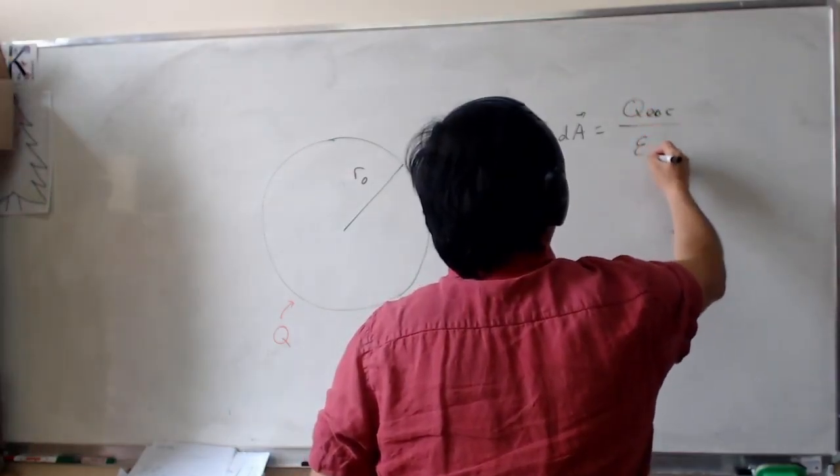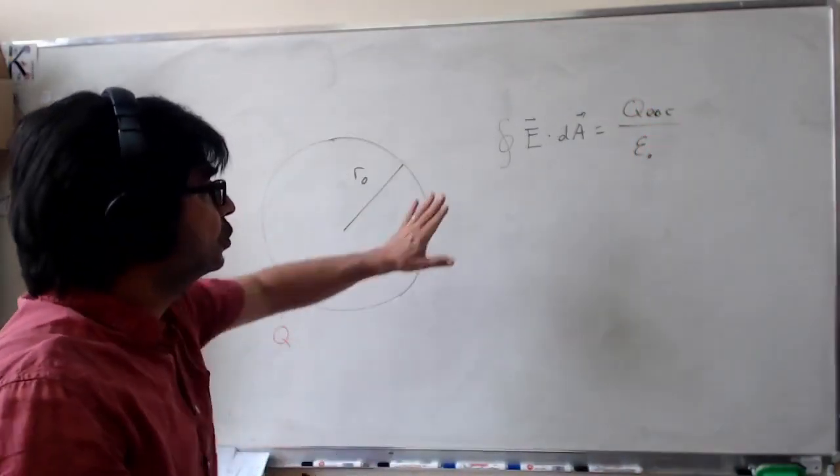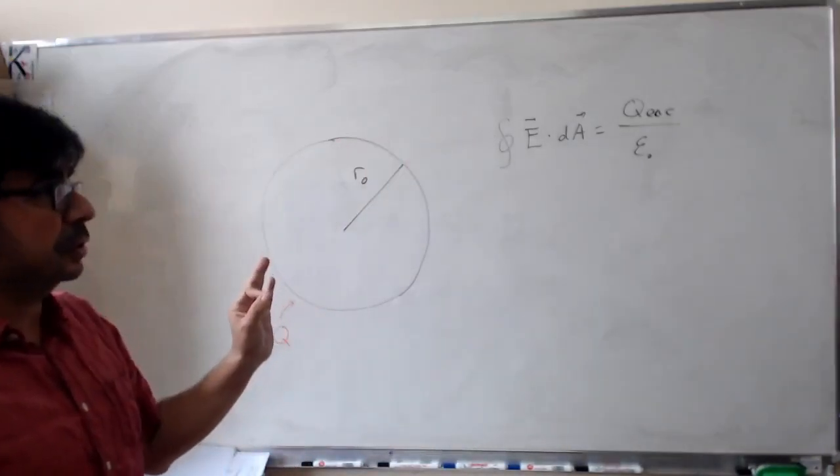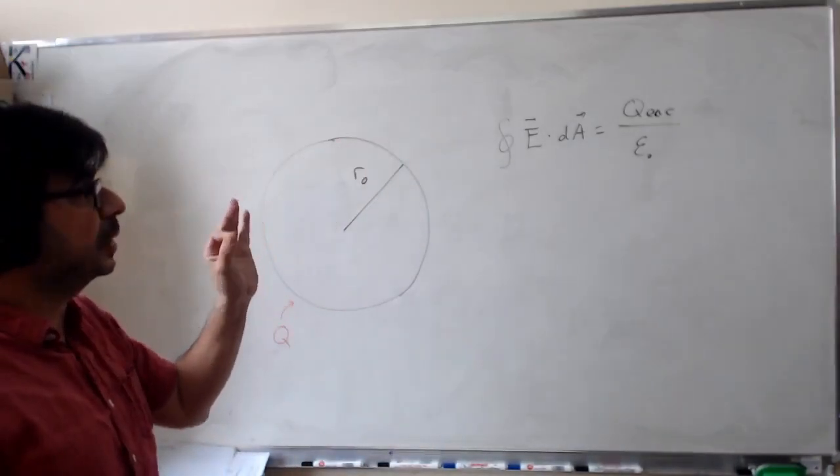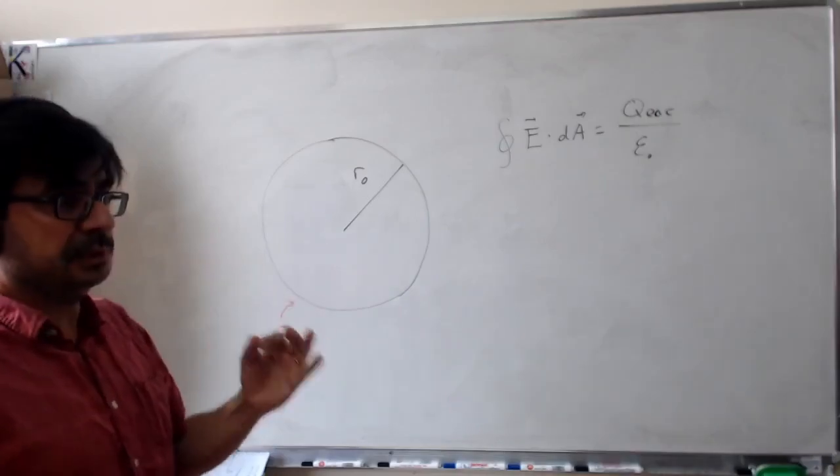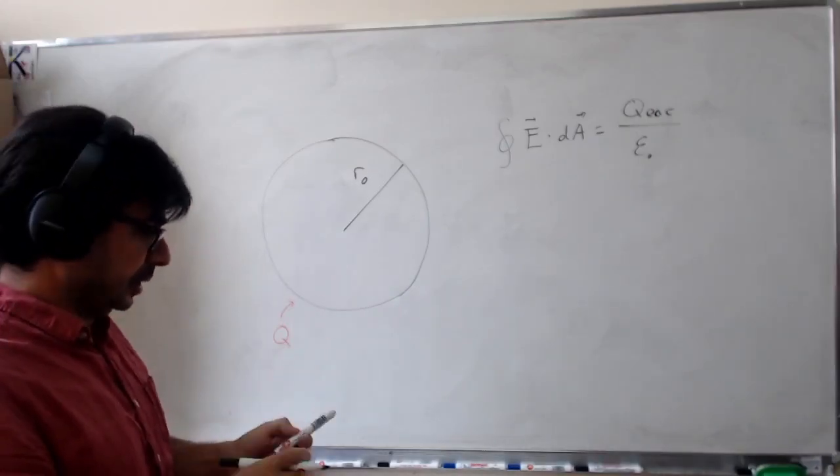Close divided by epsilon naught. And we need to choose a surface, and we want to choose a surface such that we are going to be able to figure out the electric field, or the properties of the electric field, on that surface easily.